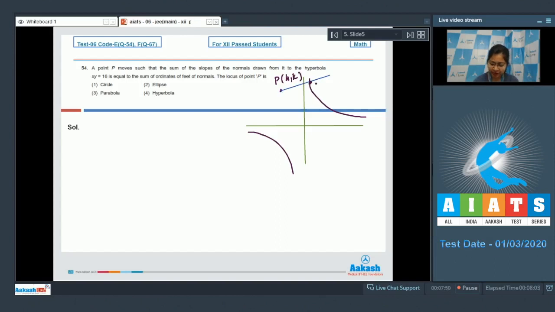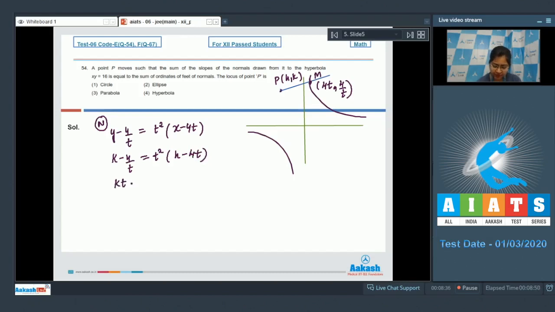So let us say the point on the hyperbola is (4t, 4/t). Now the slope of the normal will be t², so the equation of the normal at point M can be written as y − 4/t = t²(x − 4t), right? Now as it is passing through the point P, that is (h, k), it is satisfying it. So we have k − 4/t = t²(h − 4t).